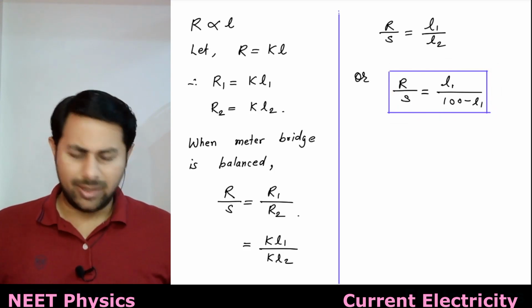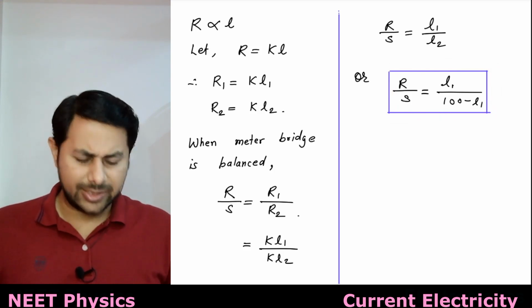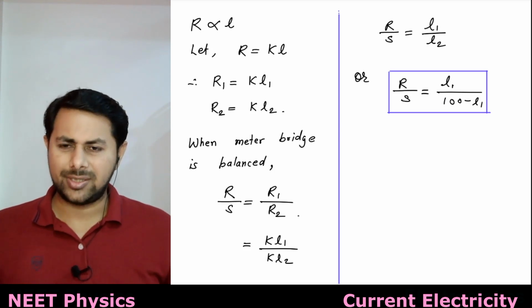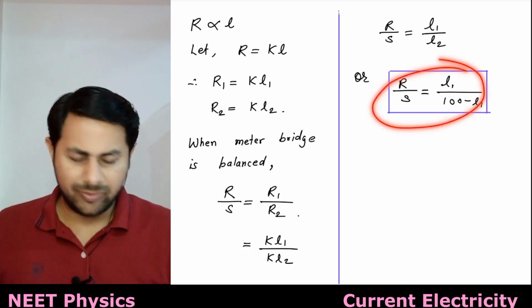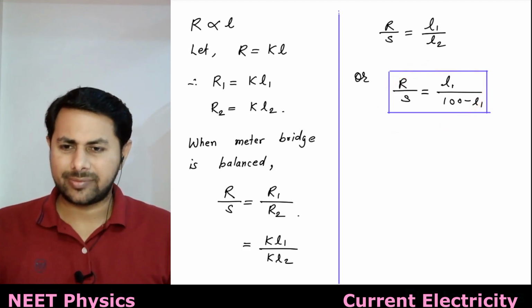So then out of R and S, let's say one resistance is known, one resistance is unknown. So using this condition, we can find out the unknown resistance, right? This thing is clear, everyone?